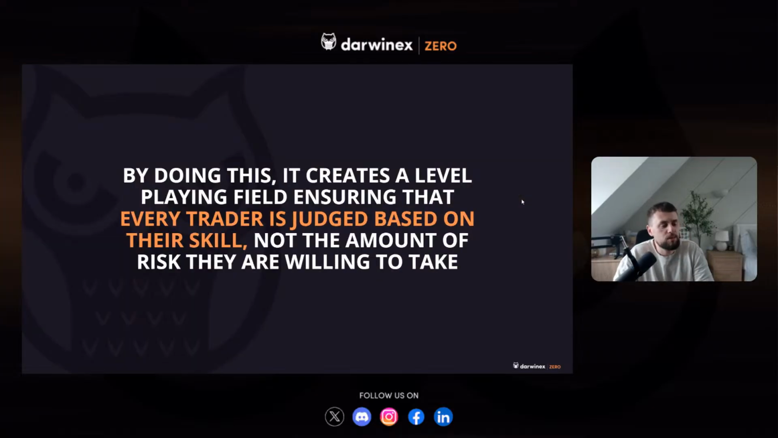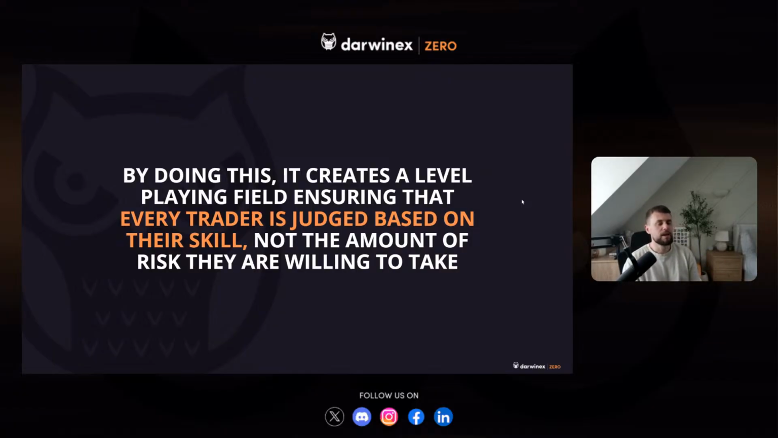And by us doing this, it creates a level playing field, ensuring that traders are judged only on their skill and not the amount of risk that they're willing to take, or the position sizes that they're taking. For example, two traders could take the exact same trades. If one trader took it with a 1 lot and the other trader took it with a 10 lot, and they ended up taking a 3-to-1 risk to reward on that position, the trader trading a 1 lot might make 3 grand. The trader taking a 10 lot might make 30 grand, as an example.